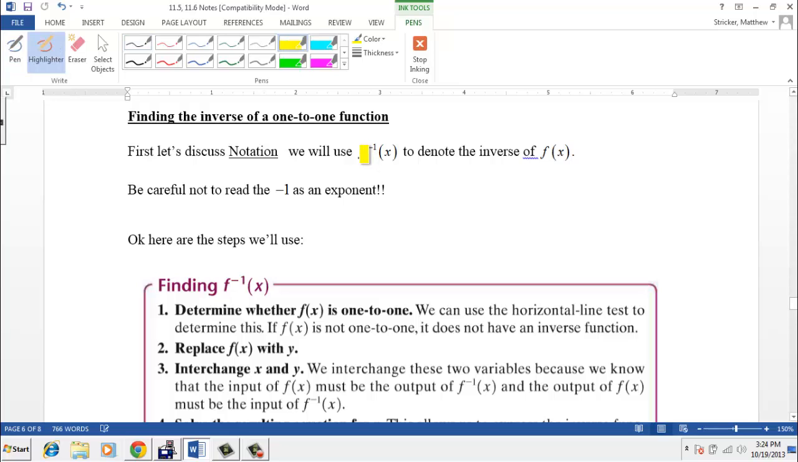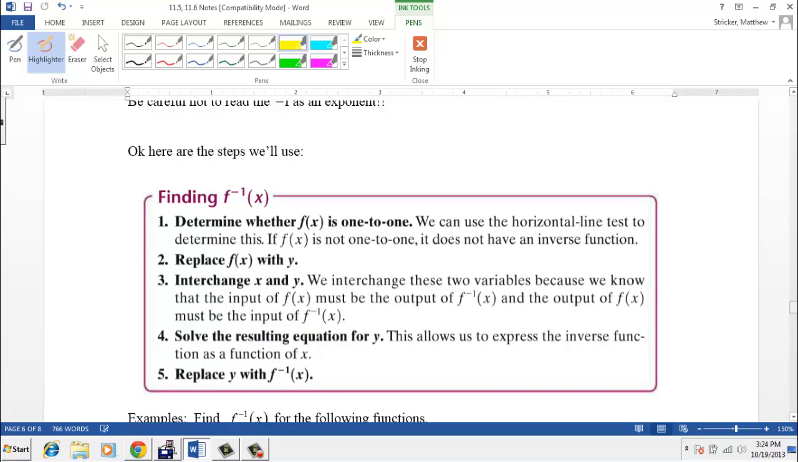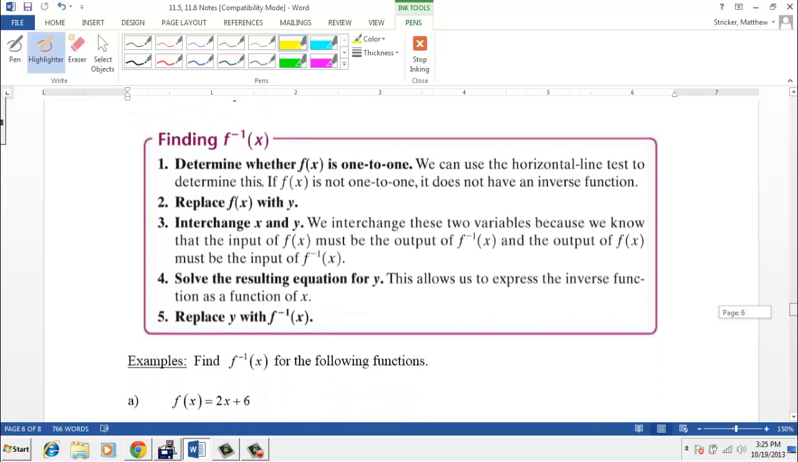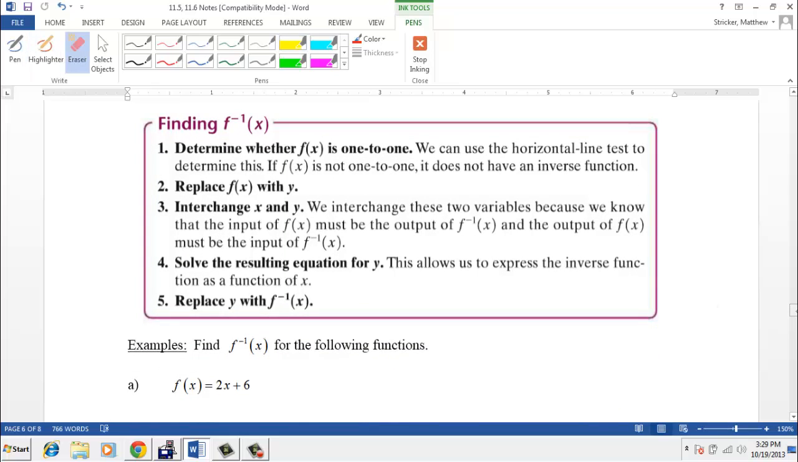The notation for inverse function has this little -1 superscript, that's how we denote the inverse of f of x. Be careful though, it's not really an exponent. We're not thinking of it as raising to the -1 power. It's just the notation that we use. And it's really just a 5-step process, and all the steps are very simple. They're outlined here in this box. So let's follow these 5 steps for this first example.